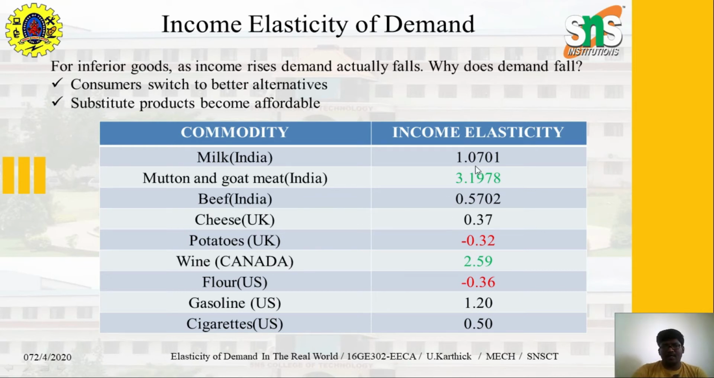So here the values lie between 0, that is less than 1, to greater than 1, right? So much greater than one is mutton and goat meat and wine. So these two are the much needed meat commodities.